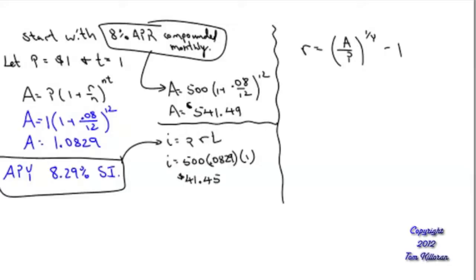Yeah. Now this one is different. This one is not finding your APY. This one is saying, what is your interest rate? Compounded interest rate. Your annual effective yield.